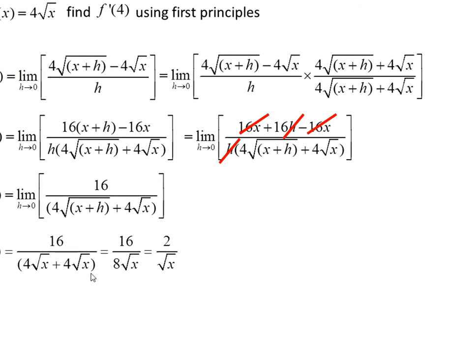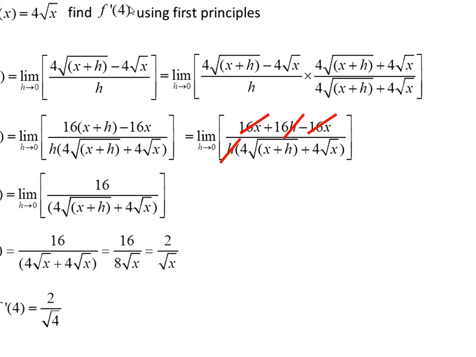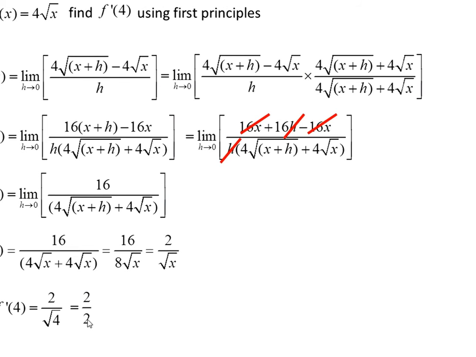plus 4 root x, collect the like terms on the bottom line, cancel out, giving ourselves a final slope function, and again we need to substitute in the original value of x to get a particular slope at a particular point. So in this case the slope at x equals 4 equals 2 divided by root 4, which is 2 divided by 2, so it's 1.